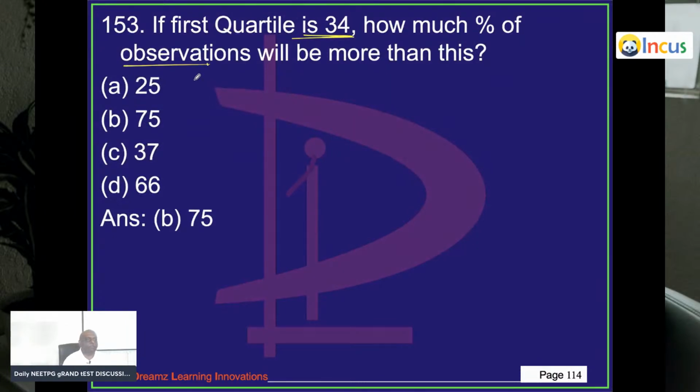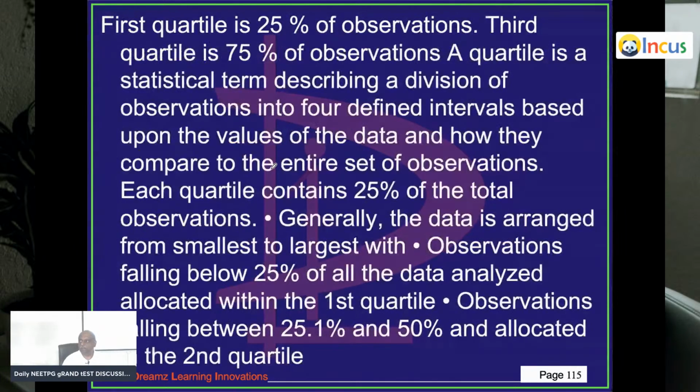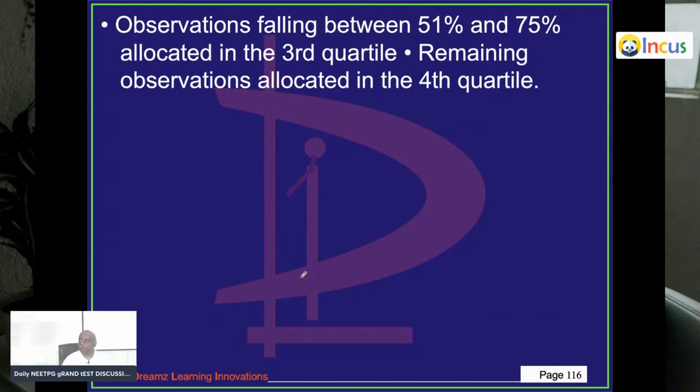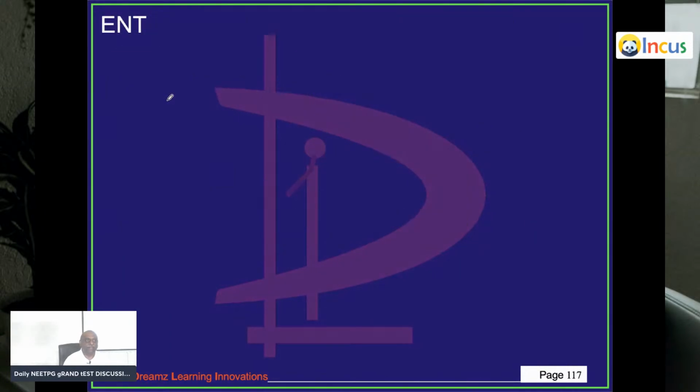How much percentage of observations will be more than this? You'll say it should be 66, right? No, the quartile is 25. The percentage is 75, sir. The first quartile is 25% of observations. The third quartile is 75%. Right? So observations between 51 and 75 are allocated to the third quartile. So that's how it became 75. Agreed? Good question. Understood?